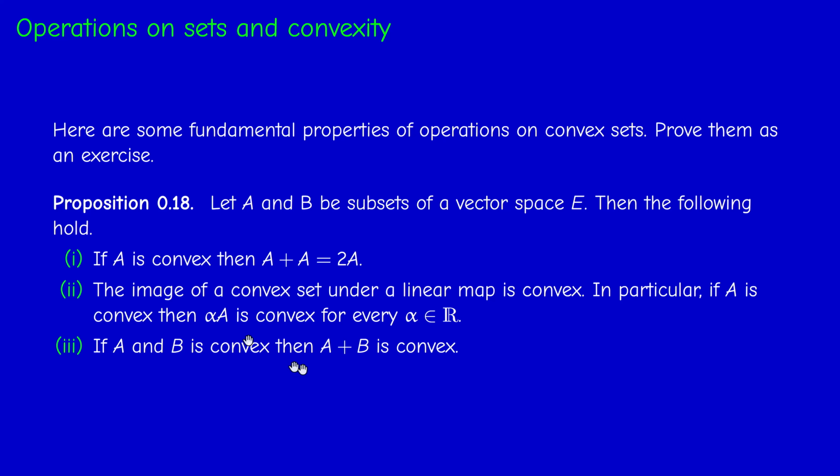Therefore, if A and B are convex, then their sum is also a convex set, because A plus B is the image of A times B, and A times B is convex, as you may check. If A is convex and B is convex, A times B is convex in E times E, so its image under the linear map is convex as well.